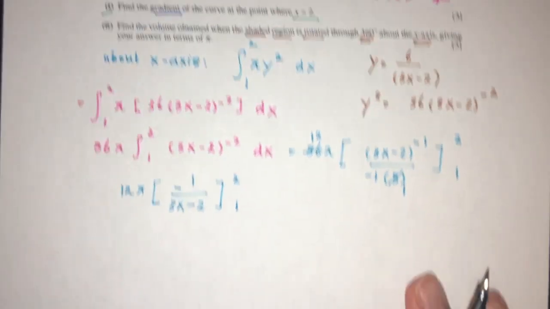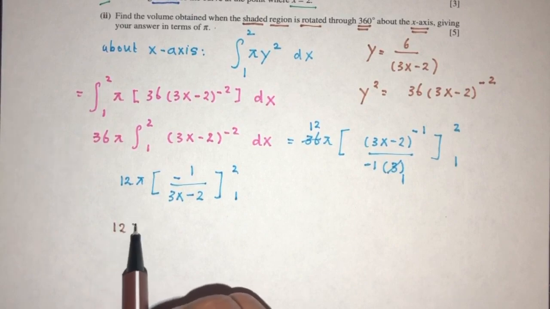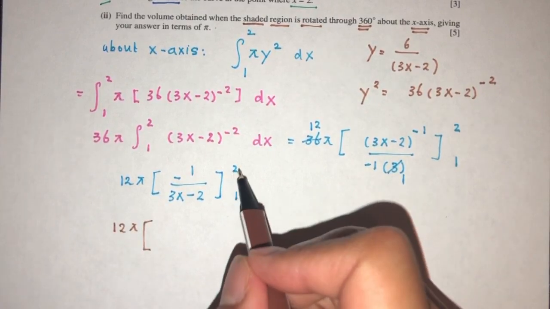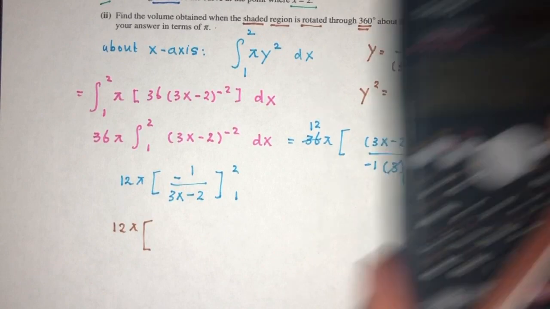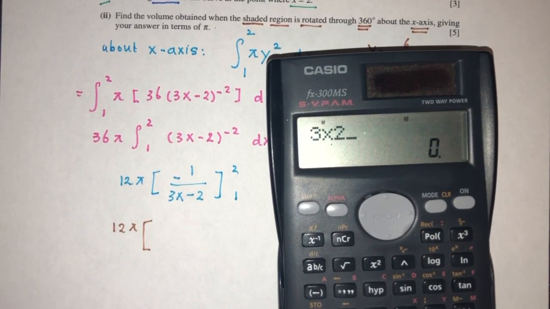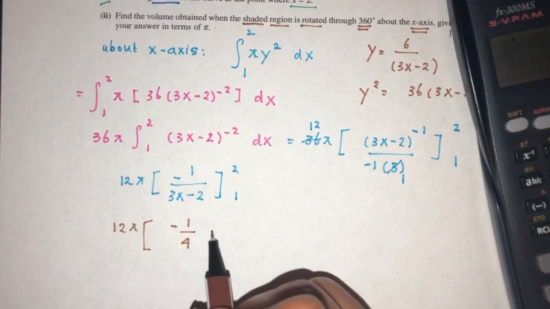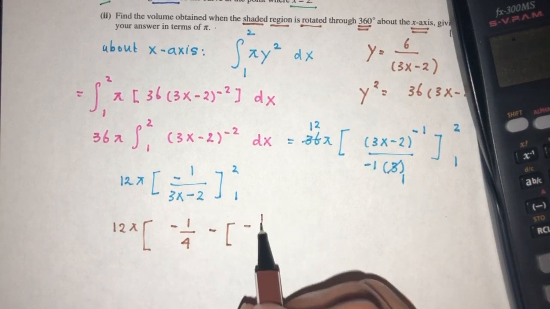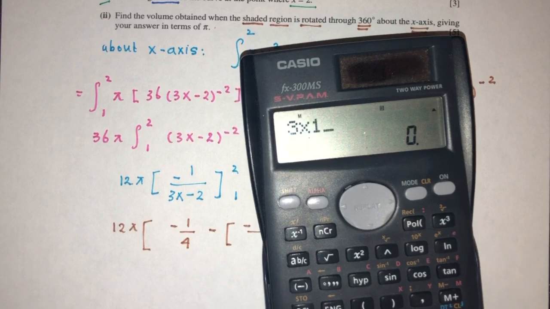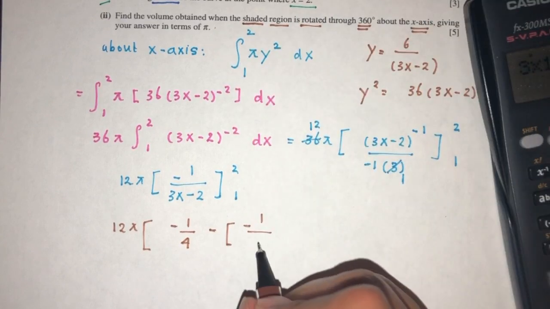Okay, so now final step, we just have to simplify. 12 pi is 12 pi. So here we have to first replace the value of 2 here. You will have 3 times 2 minus 2, that should be 4. So minus 1 over the value of 4. Here we have minus, and here we have minus 1 over 3 times 1 minus 2, that should be 1.